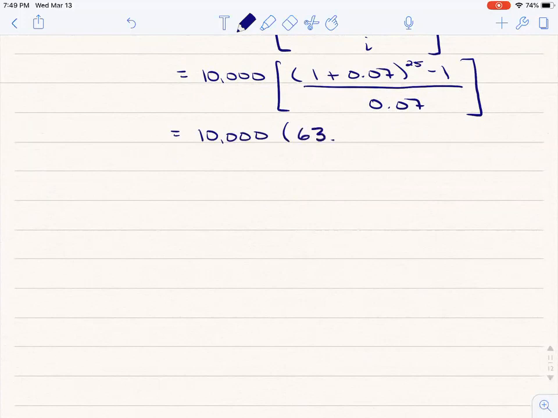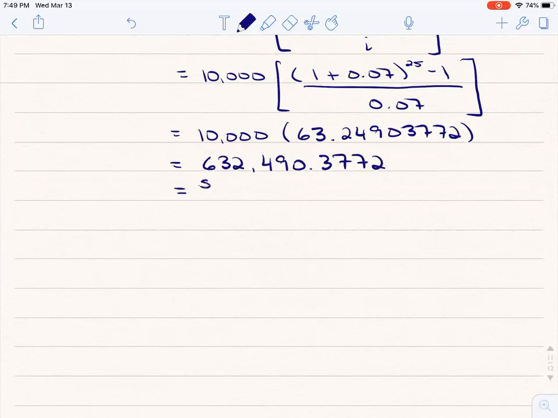Times 63.24903772, times 10,000. She'll have $632,490.3772, which in money is $632,490.38. Okay.